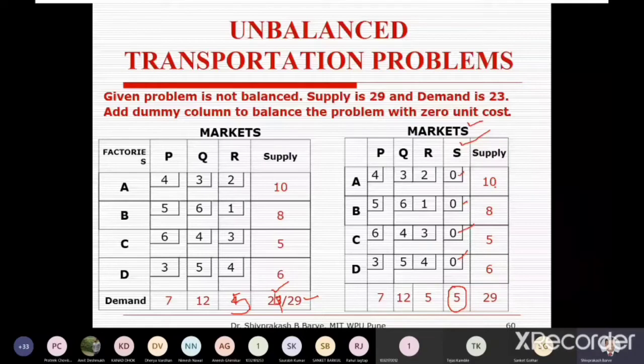Balance means when supply and demand are the same, it is called a balanced problem. So it may require adding any row or any column. That is called balancing the transportation problem. Once it is balanced, this becomes a regular problem. Now you can solve it by using transportation model techniques.